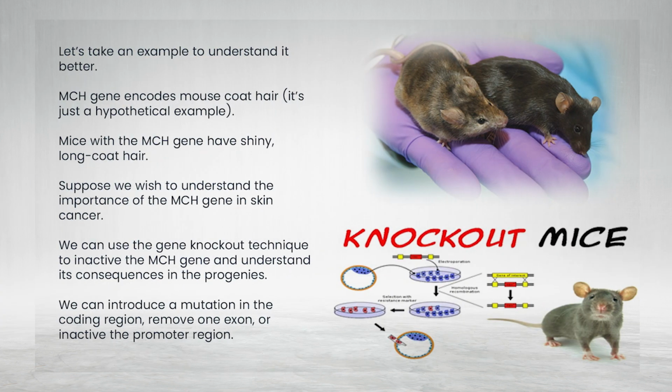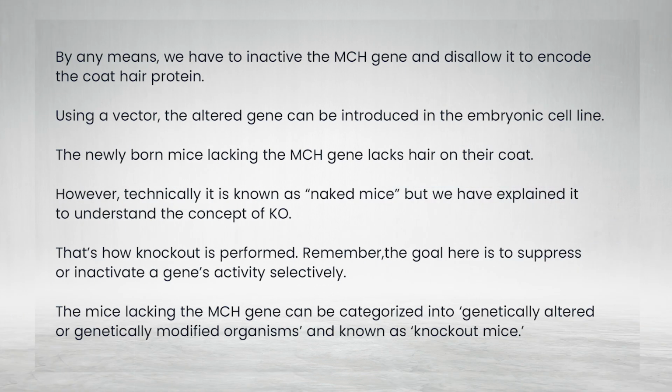We can introduce a mutation in the coding region, remove one exon or inactivate the promoter region. By any means, we have to inactivate the MCH gene and disallow it to encode the coat hair protein. Using a vector, the altered gene can be introduced in the embryonic cell line. This newly born mice which lacks the MCH gene lacks hair on their coat.